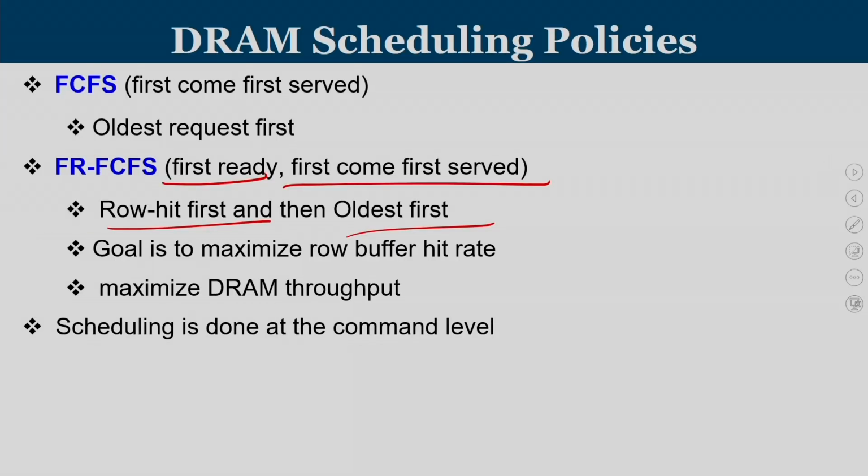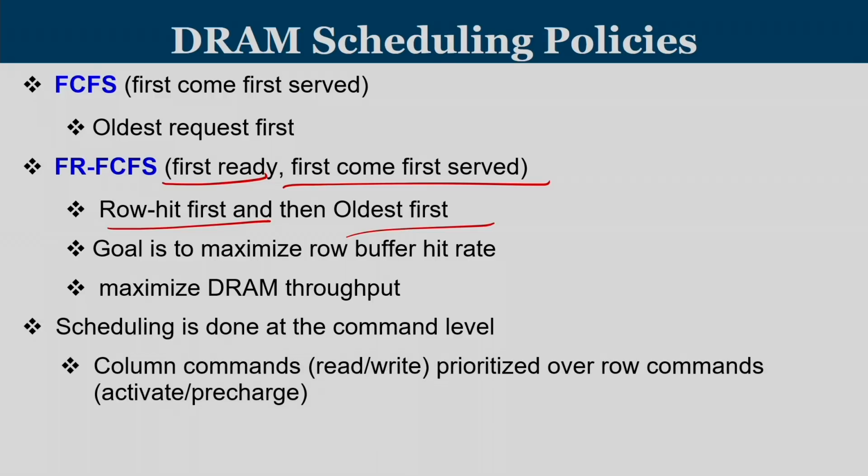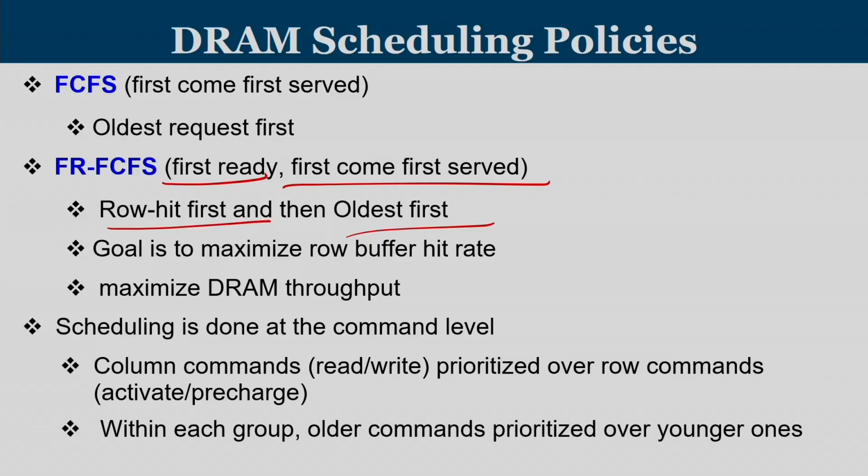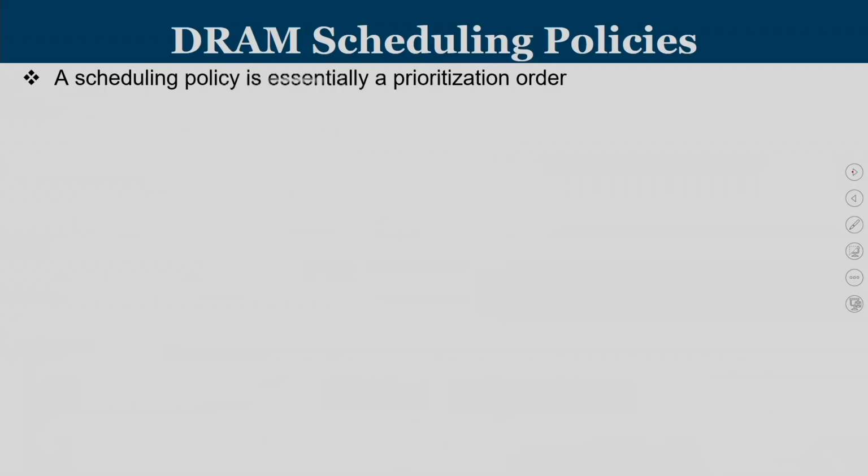Scheduling is basically done at the command level. Once the scheduling is done, the appropriate commands are passed. Column commands are always prioritized over row commands, because whenever there is a chance that we can give only column commands, you should give that. Once you give a row command, the appropriate row has to come down to the row buffer, and only then can we give the column commands. Within each group, older commands are prioritized over the younger ones. Continuing with the policy, a scheduling policy is essentially a prioritizing order.